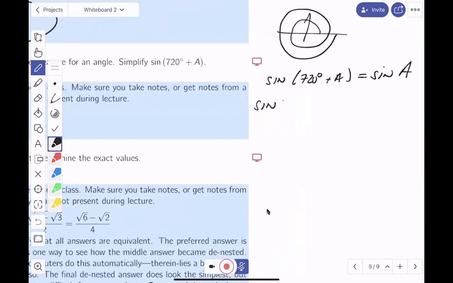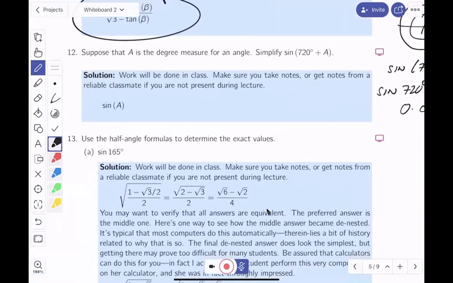Sine of 720 degrees cosine A plus sine of A cosine 720 degrees. Well, the sine of 720 degrees is 0 times cosine A, plus sine A, and the cosine of 720 degrees is 1. So we get sine A, as we expected.